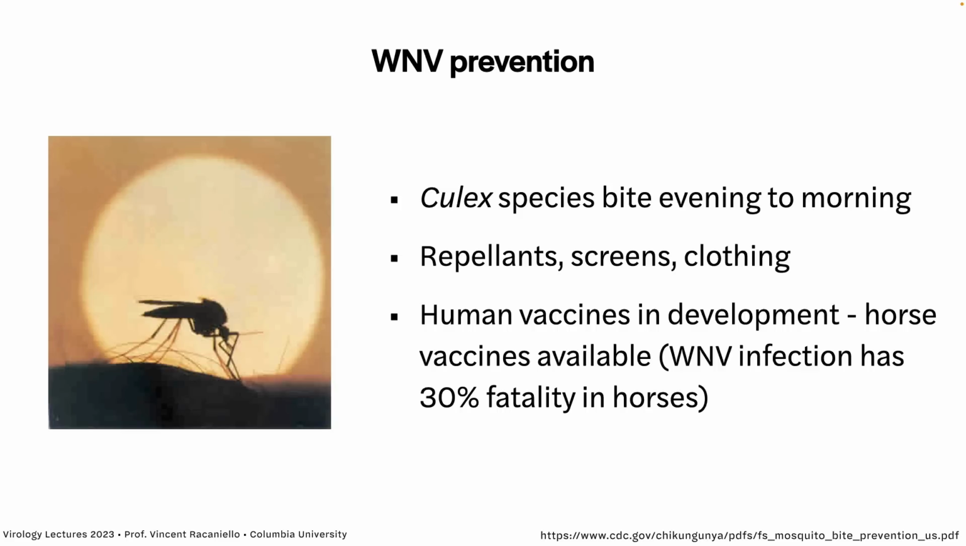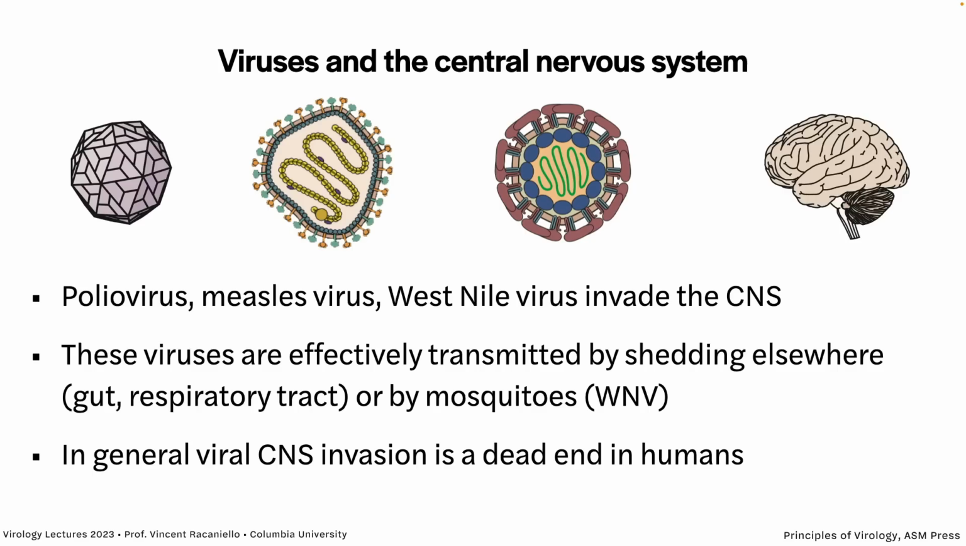But at the moment, well, first of all, the culicine species that transmit the infection, the virus, they bite from the evening to the morning. They don't bite during the day. So if you're going to go out at those hours, you simply use repellents, you make sure you have screens on your house, and you wear the right clothing, which is unfortunately boring because you're supposed to wear long-sleeve shirts and you tuck your pants into your socks. You look like a complete nerd if you do that. But that's the way to prevent it. You can't wear shorts, for example. So until we have a vaccine, that's the story.